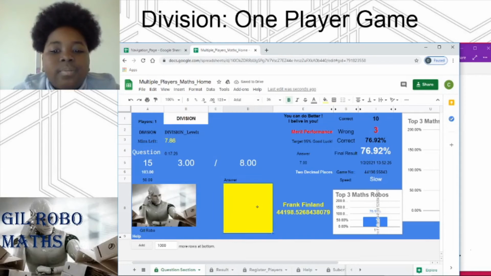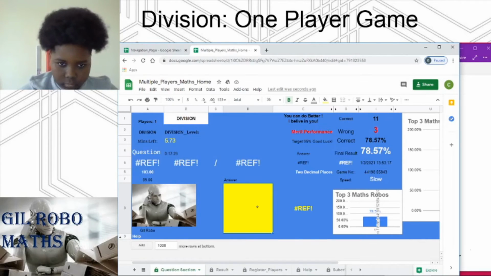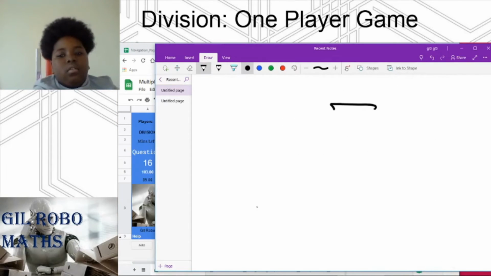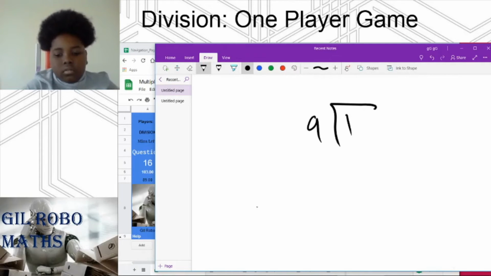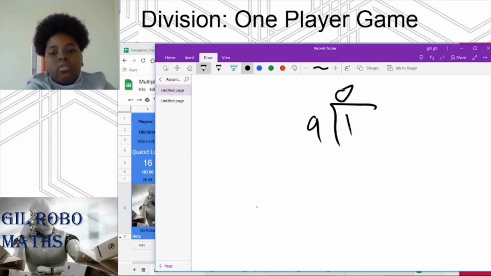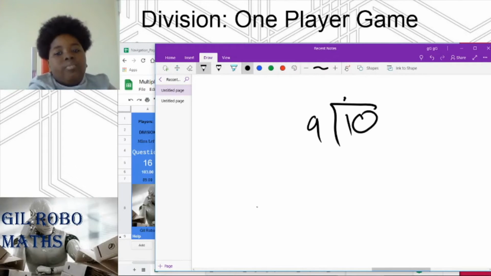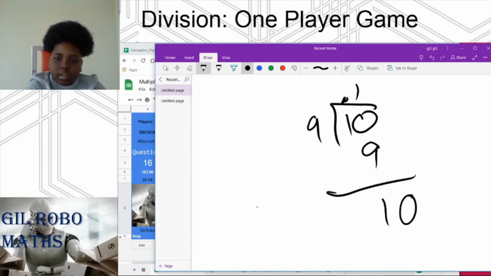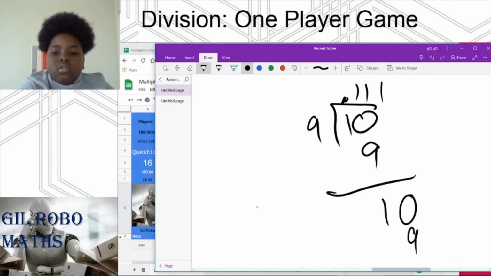Let's see if it's right. 1 divided by 9. 9 in 1 equals 0, put a 0. Sorry, put a 0 and put a point. 9 in 10 is 1. 9 times 1 is 9. 10 minus 9 is 1. Equals 0, put a 0. Guys, look, it's already repeating again. And that would be 1, 1. And it keeps continuing and more.